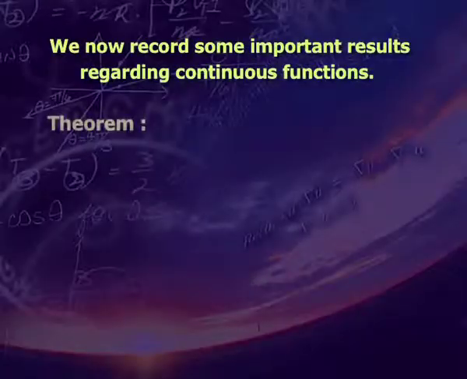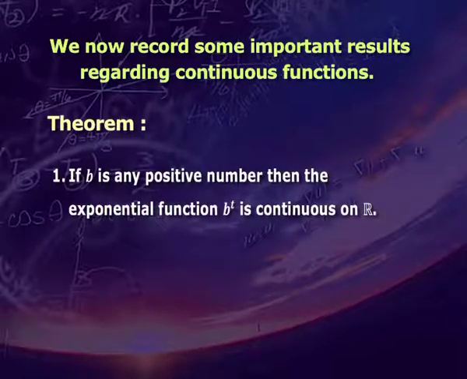Having established that polynomial and rational functions are continuous, we finally record a result about the continuity of exponential and logarithmic functions. Theorem 1. If b is any positive number, then the exponential function b raised to t is continuous on R.